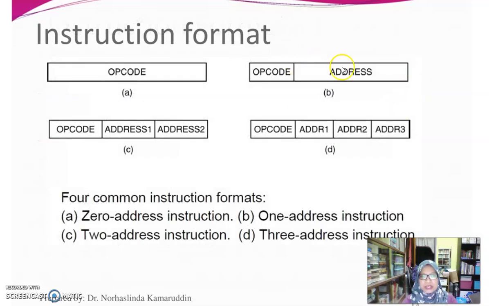So let us take a look here. Opcode here, this is 0 address. Notice that we don't have any operand. Then we have opcode and address. This is 1 address. Then this is what we call a 2 address instruction. And this is a 3 address instruction.